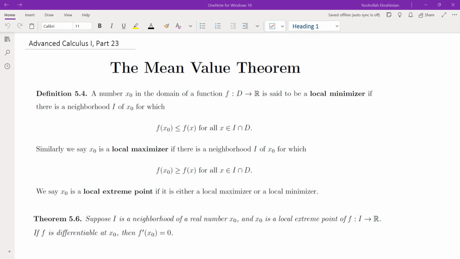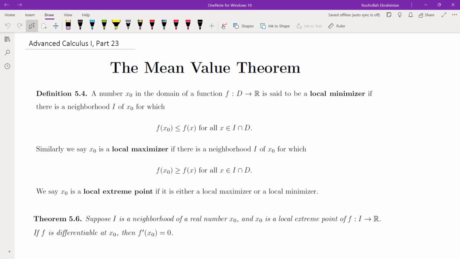Hello, today we're going to go over the mean value theorem. Mean value theorem is one of the most important theorems in single variable calculus. So first of all, what is the mean value theorem, and then how do we prove it?